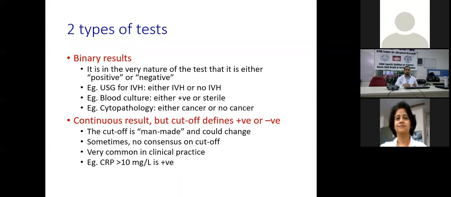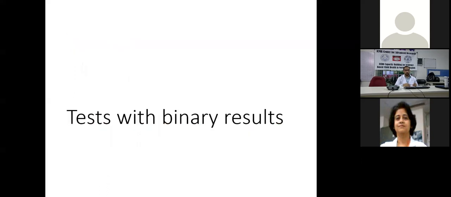Typical example is C-reactive protein, CRP. It basically comes as a continuous result, but conventionally, more than 10 milligrams per liter is considered to be positive, and anything less than 10 milligrams per liter is considered to be negative. So let's start off with tests which have binary results.